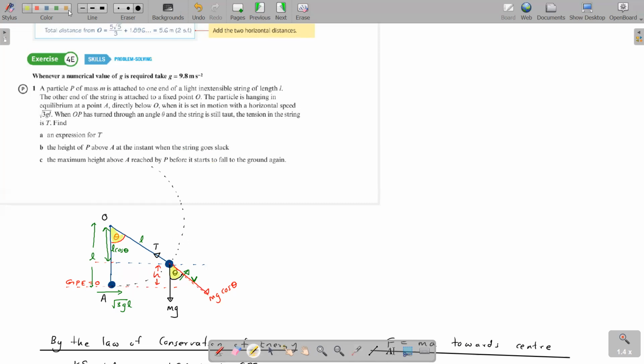What I want you to understand here is, you need to realize now, if the string is becoming slack, the first thing I want you to understand is during this part of the motion. So let me highlight it. So this part, can you see this green colored part? While the object is moving in this part of the motion, do you think there is a chance that the string could actually become slack while the particle is traveling in this part?